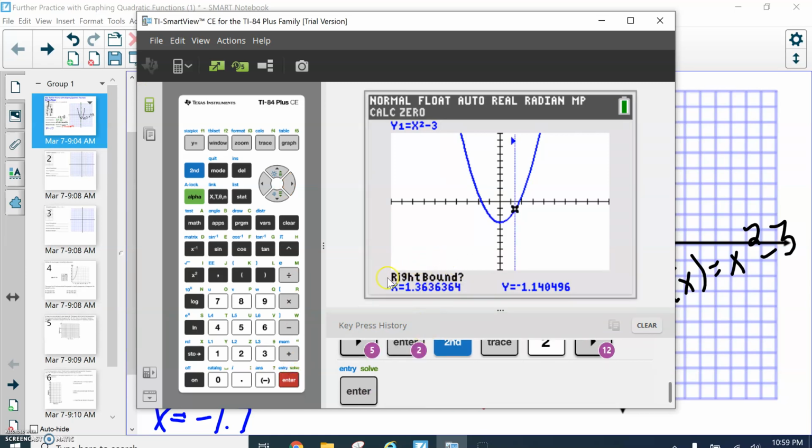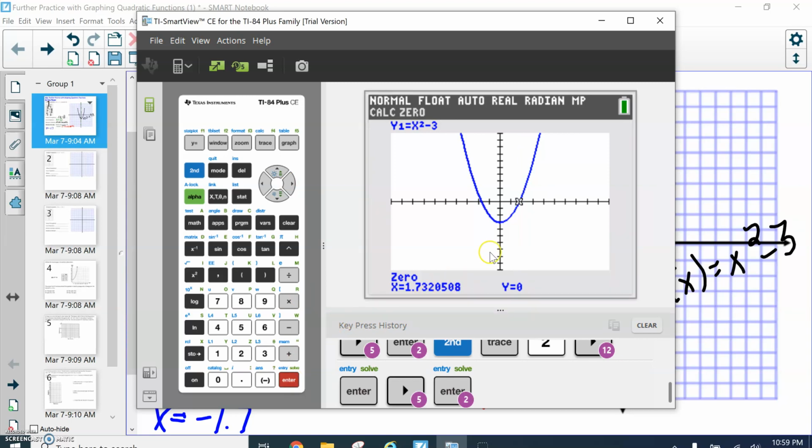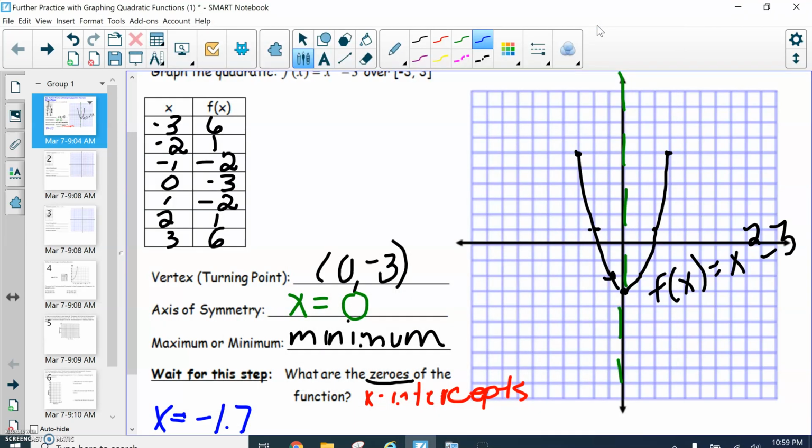Now it's asking for the right bound. So I'm going to move it to the right, hit enter, and then hit enter a third time. So this x-intercept is approximately 1.7. Okay, so when you can't easily determine the x-intercepts on the graph because it doesn't cross at a nice value, then you're going to have to use the calculator.